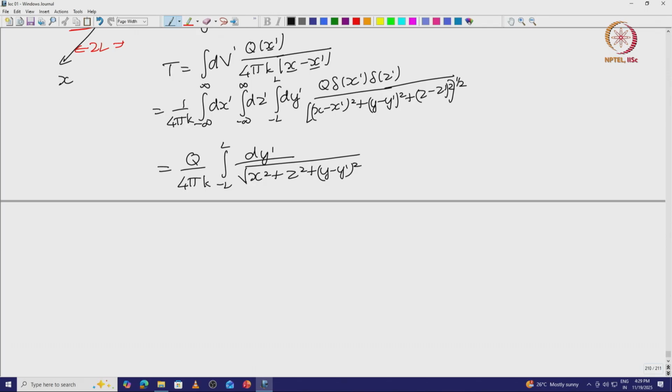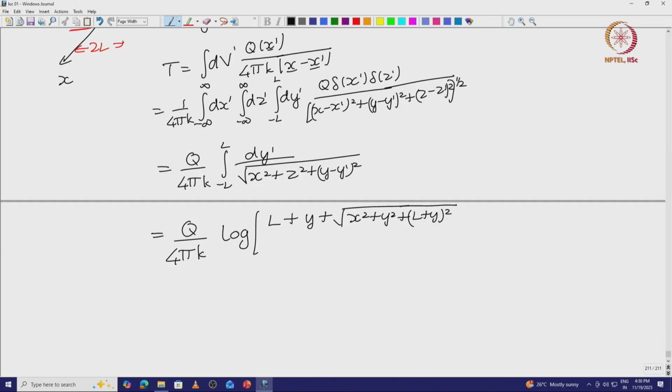I have substituted x prime is equal to z prime is equal to 0, because the wire is stretched along the y axis. And you can do this integral. I will not go into the details. What you will get is that this is equal to q by 4 pi k log, this is the natural log, L plus y plus square root of the whole square.